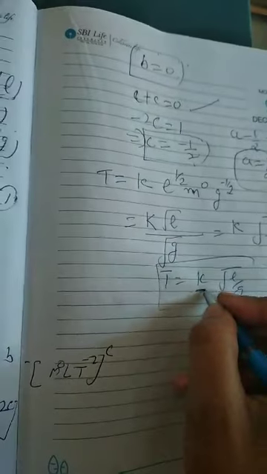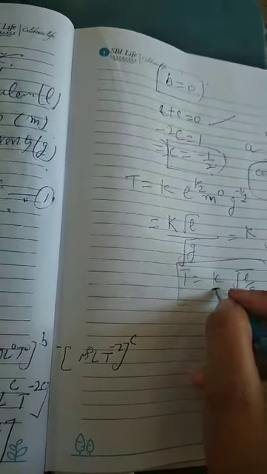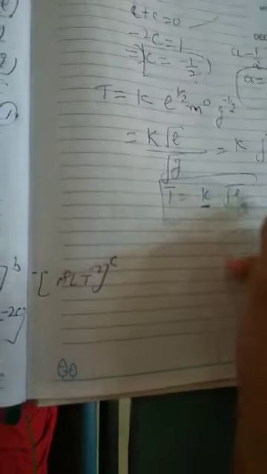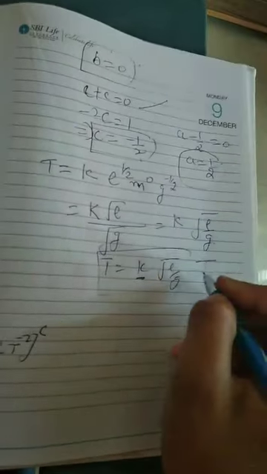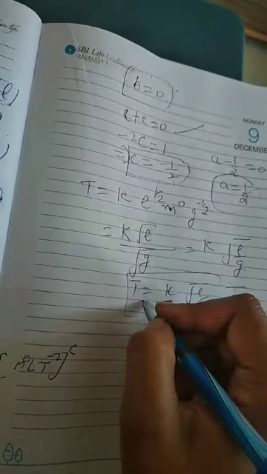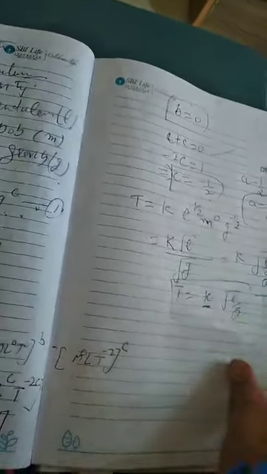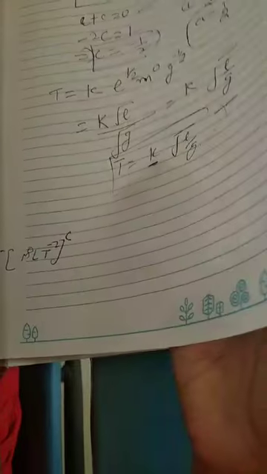The value of this k we can't find as it is. It is found out experimentally. So we will write it like this. This is the relation between the different physical quantities on which the time period of any simple pendulum depends. One more example I am giving to you for solving.